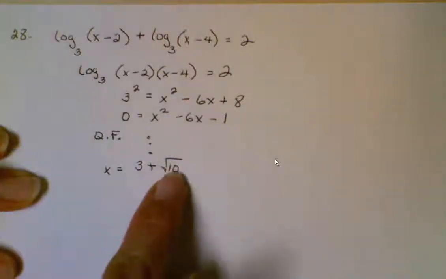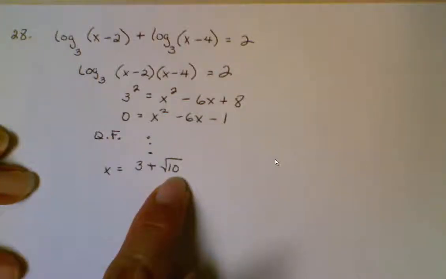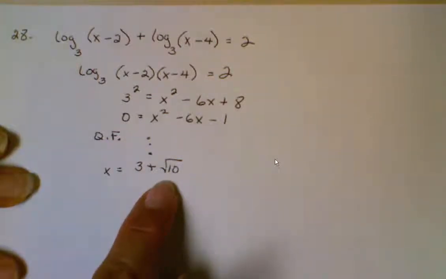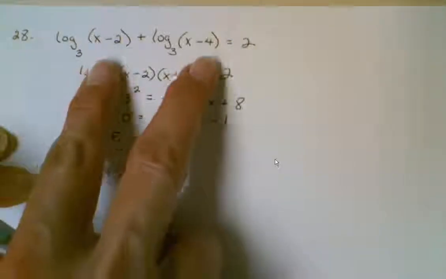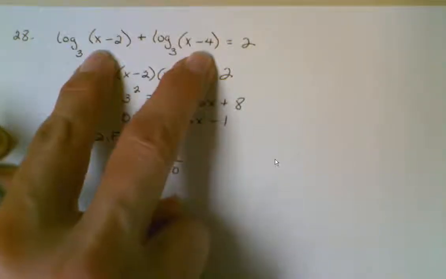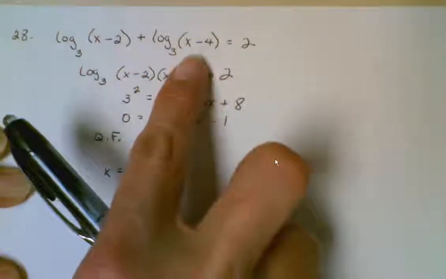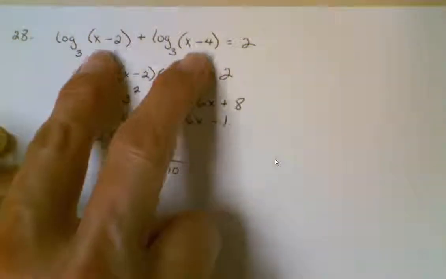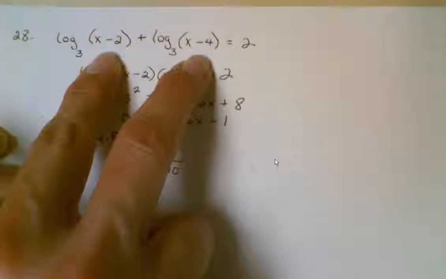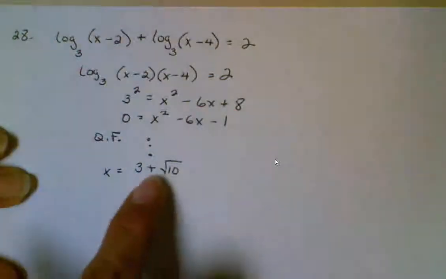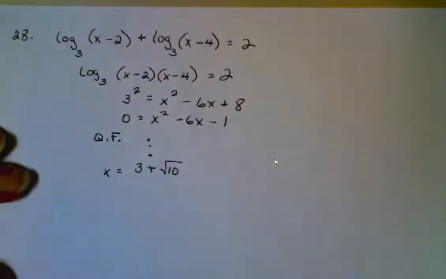But 3 minus square root of 10 is a negative number, and that would make both of these expressions undefined. A negative minus 2 would be a negative, and a negative minus 4 would be a negative, so I could not let x be a negative number in the original equation. That's why the solution is only 3 plus square root of 10.